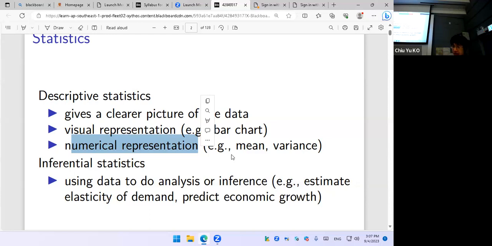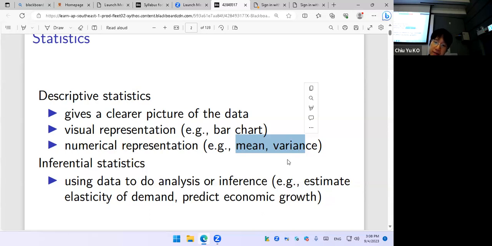And the second part, we will do inference statistics, okay? So for our purpose, basically we're trying to make inference on, say, mean and variance and other things, but mainly the mean for our class, right? We're trying to, as I said, estimate economic growth, elasticity of demand, income based on data, based on surveys, those kinds of things, okay?